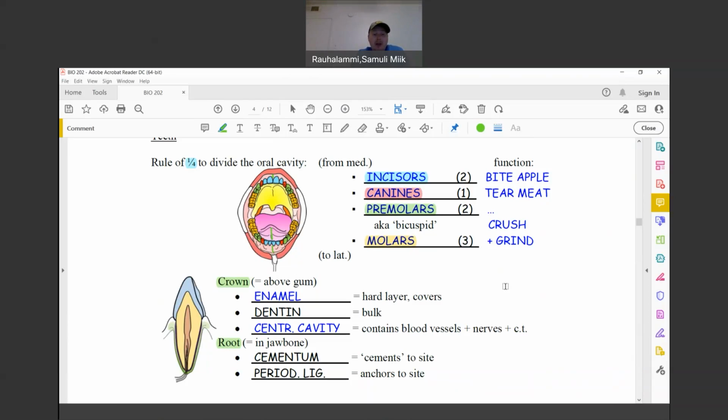In the root, there are a couple of structures that are important: cementum, which cements the tooth in its socket, and the periodontal ligament that helps with the same.